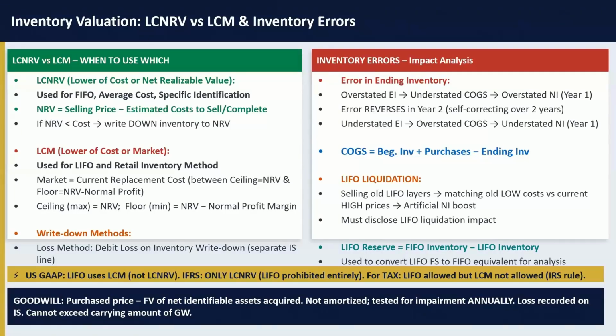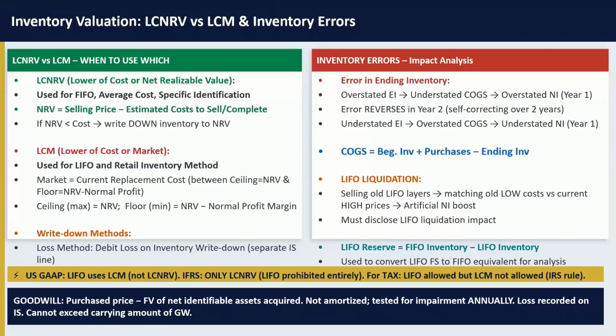Cost is the inventory cost that we have incurred. Net realizable value we should calculate. Today we sell the inventory. What is my net realizable value? What value will I get back? That is NRV. NRV is calculated as selling price minus estimated cost to sell or complete.